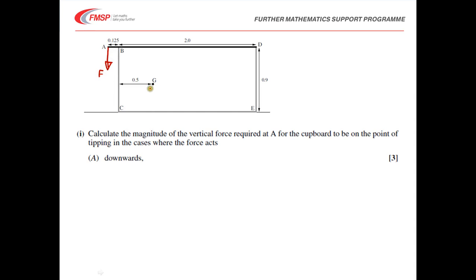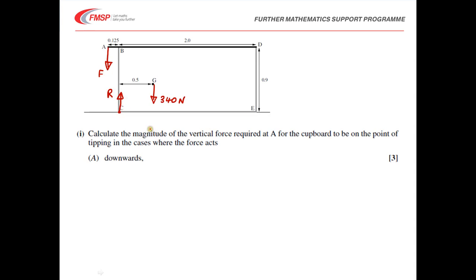I'm also going to put in the weight of the cupboard acting through that centre of mass that we know is located at G. And I'm also going to add in a couple of other forces here. When the cupboard is on the point of tipping, it's going to tip around this point C here. That will be the pivot point. So I'm going to show the reaction force, the normal reaction at that point, acting upwards.